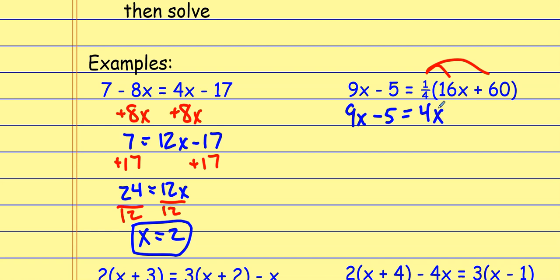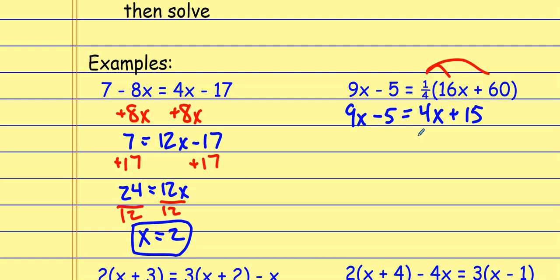Same thing here. 1/4 times 60 is just 60 divided by 4. And now I can't really simplify any further in the traditional sense. I have to start solving, and that begins by making sure I only have variables on one side. So I look at the 9x and I look at the 4x. Which one is easier to get rid of? Which one's smaller? I'm going to get rid of the 4x.